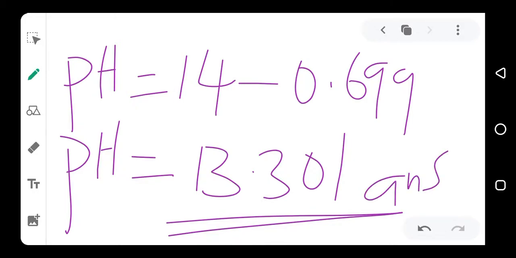So we have calculated our pH using the pOH. So this one is an indirect process. We first of all calculated the pOH because it is a base, and then used the pOH calculated to find the value of the pH.